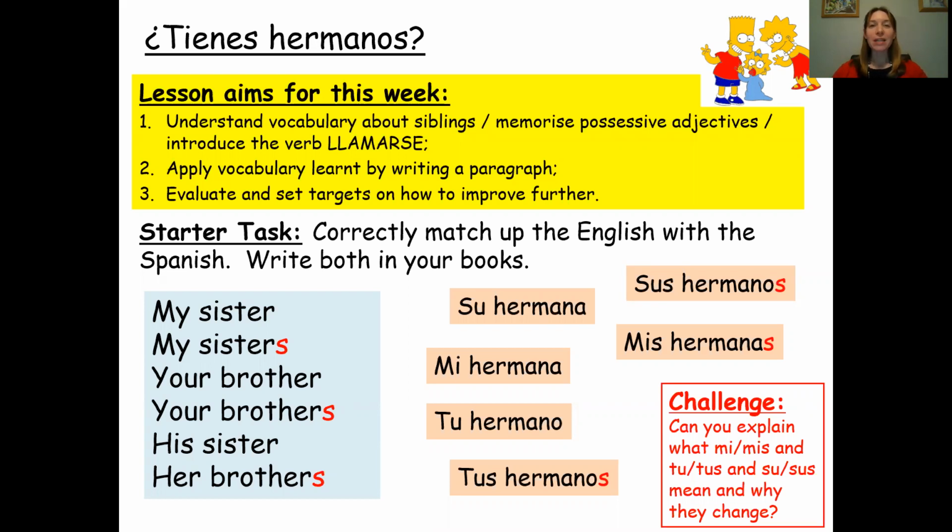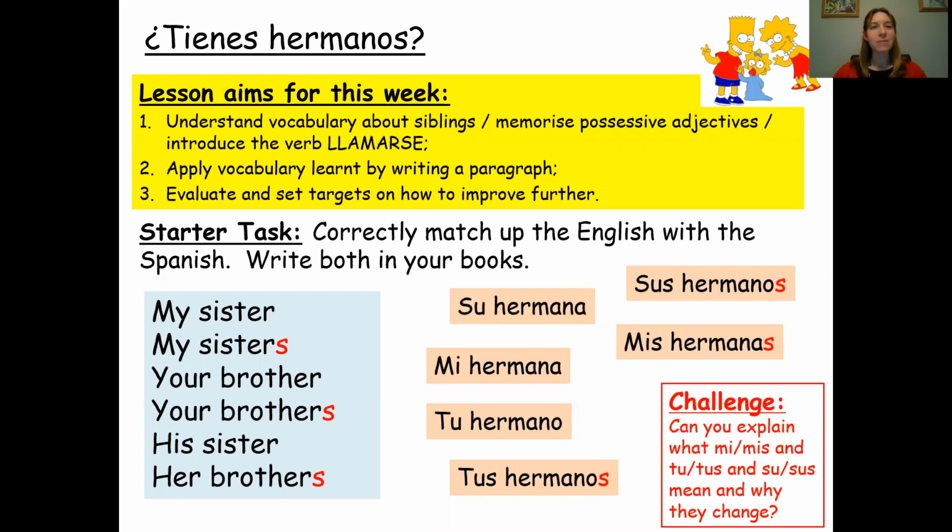So we are continuing with our topic, ¿Tienes hermanos? Do you have any brothers or sisters? So please write the title, ¿Tienes hermanos?, in your books now, underline it, and also write the date in Spanish. And you can write class 2 as well if it helps you.